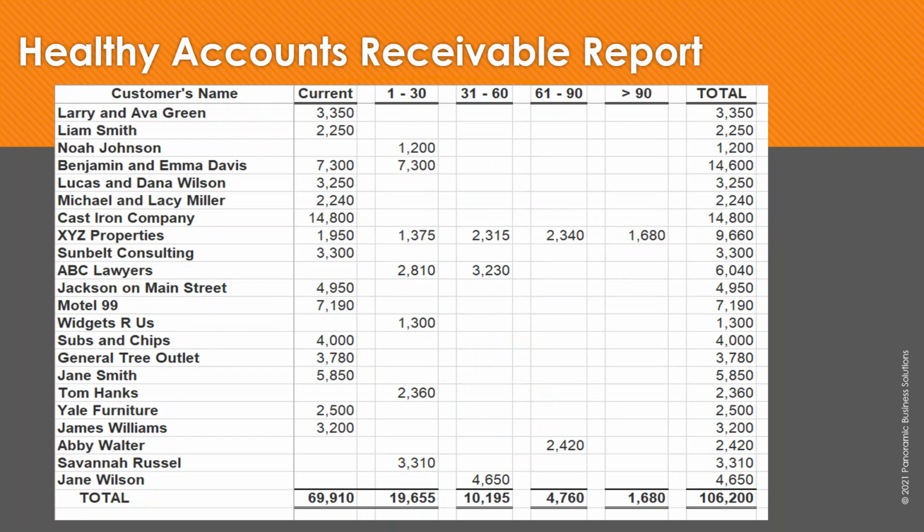A healthy accounts receivable report looks something like this. If your reports look like this, then you can rely on that balance. But every now and then you do need to actually look at the report to ensure that all of your procedures are being followed in your business.